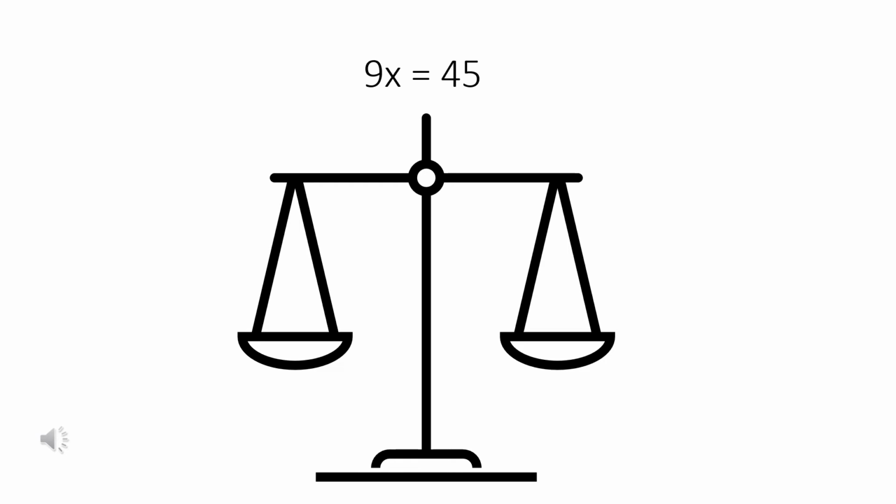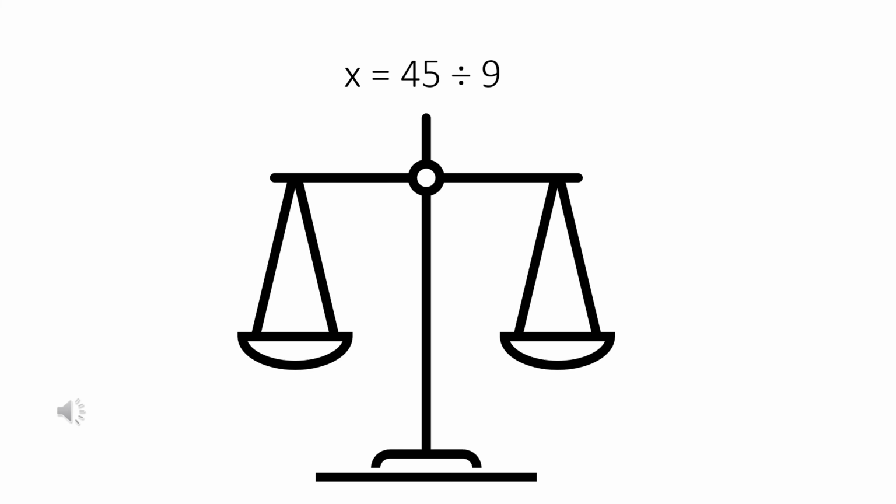So 9x is 45. Now when we see that 9x, we know that there's a multiplication symbol in between them that we don't write, which is implied. So 9x really means 9 times x, and 9 times x now equals 45. So to get rid of the 9 lots of x or multiplication there, I'm going to use the inverse operation again, and I'm going to make it divided by 9. So 9x divided by 9, and I'm going to do the same thing to both sides of the scales. So I'm going to do 45 divided by 9 as well.